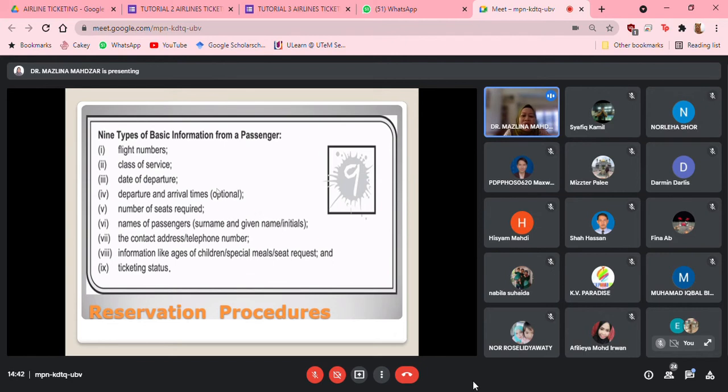So there is all this information, just get it from your passengers first before you are able to get the booking, so that you are able to do the booking correctly. And of course the ticketing status, how the payment would be paid. Is it by cash? When is the payment to be made?